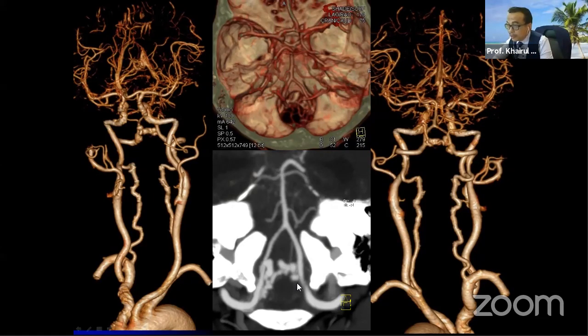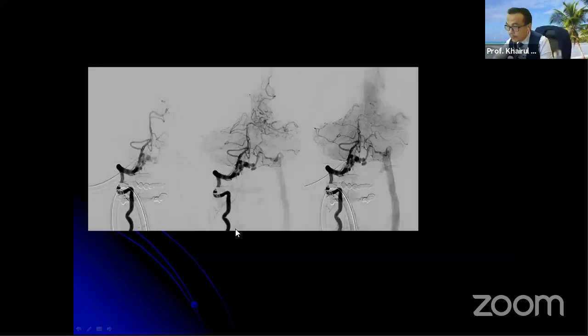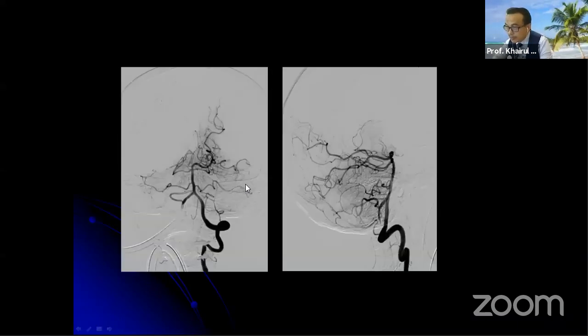So we only see the vertebral artery, but when we do the angiogram, we can see this is from the posterior branch. Okay? This is the fistula. So the fistula communicates with the vein. The principle is the same. We must obliterate the base of the draining vein to save the patient.